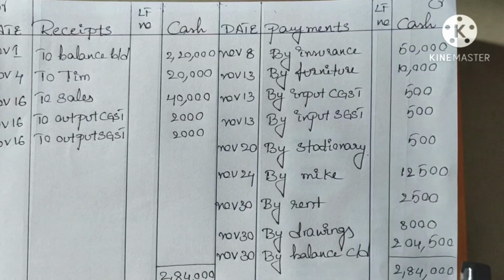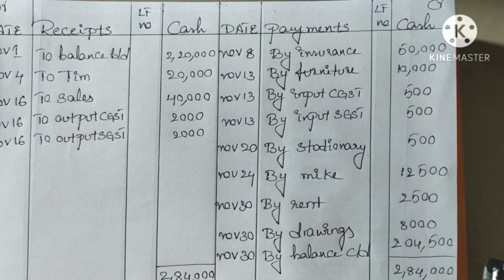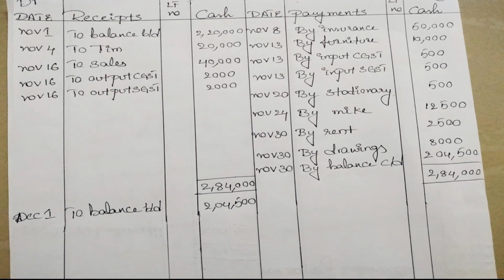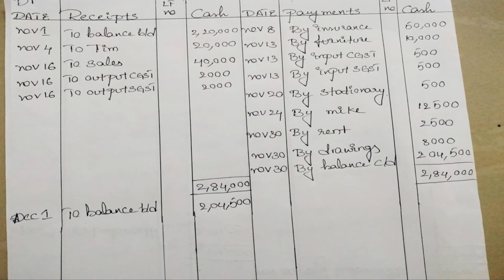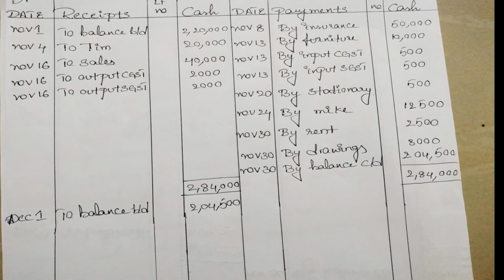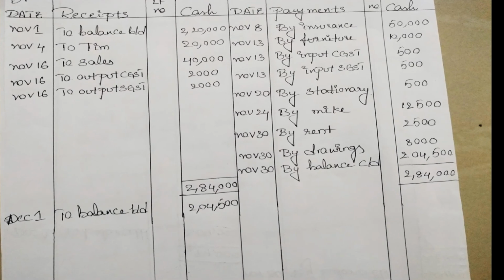Now we will bring forward the same amount, that is 2,04,500, to the next month beginning. So we will mention "To balance brought down" and we'll mention 2,04,500. And we'll mention the next month beginning date, that is December 1st. This is how we prepare the cash book.